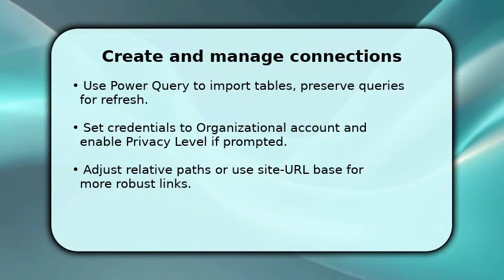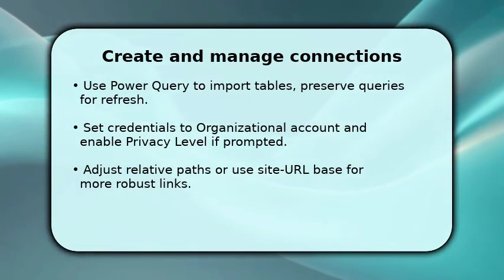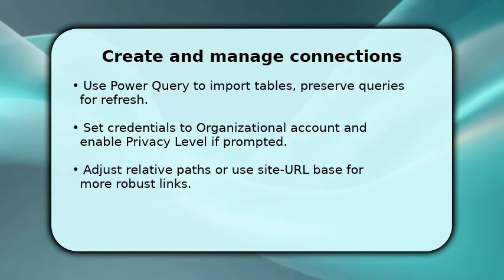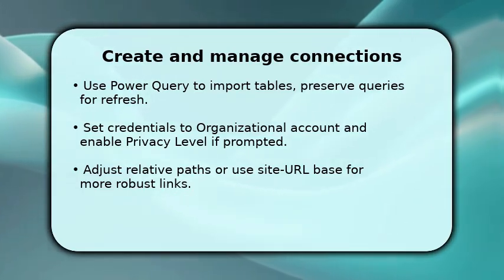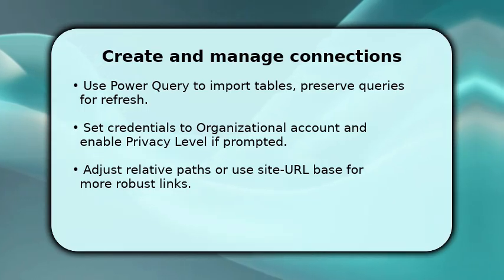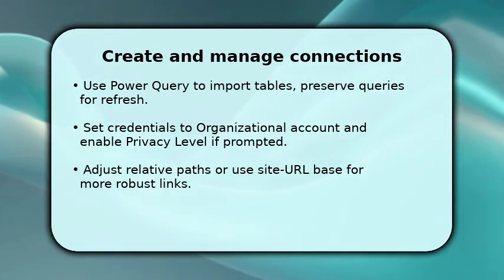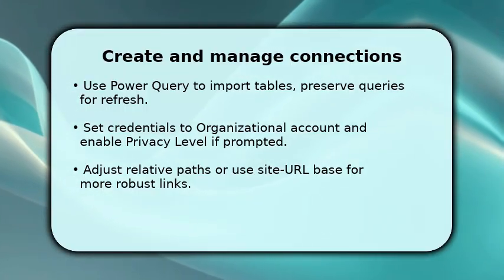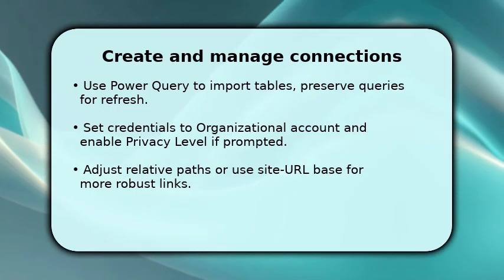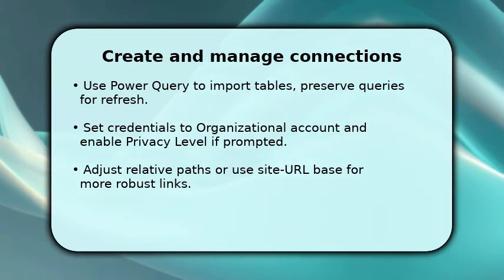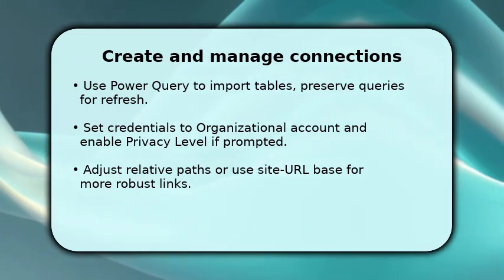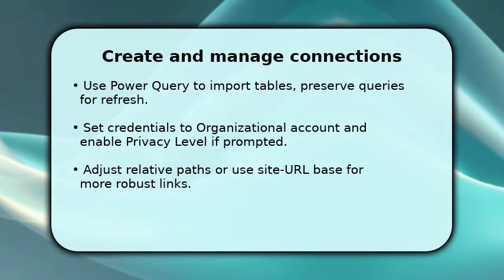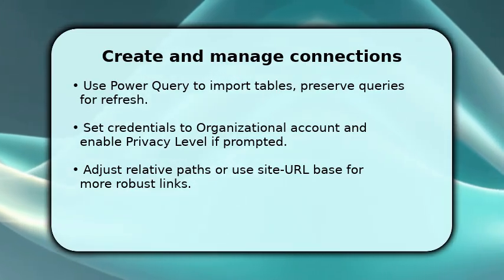You now build the middle of the process by using Power Query to import the specific table or range from the source workbook. That ensures structured refresh behavior. When prompted, choose Organizational Account Credentials and set the privacy level to avoid blocking merges. This prevents refresh failures. Once the query is in place, edit the source step to use the SharePoint site base URL and relative file path so links survive moves.